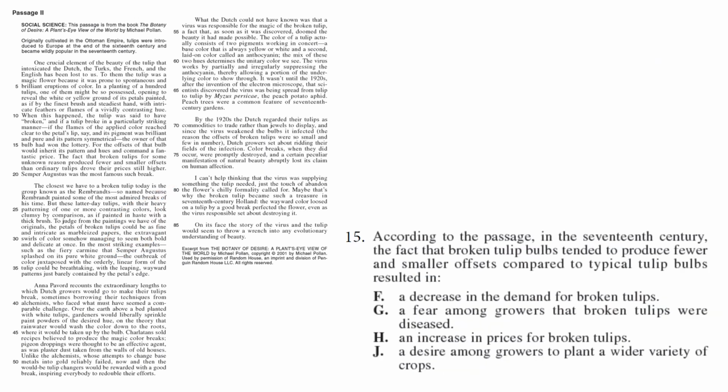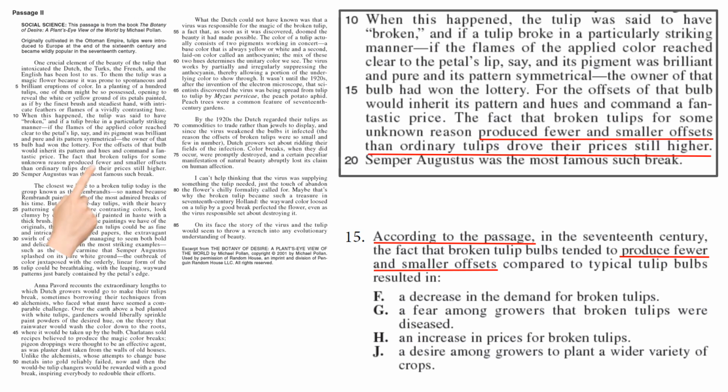Number 15. According to the passage, which means it's in the passage, the 17th century fact that broken tulips tended to produce fewer and smaller offsets compared to typical tulip bulbs resulted in what? So again, unlimited time, this is in the passage. You could find it. The hardest part is in a timed setting, and it may be difficult sometimes. So we see this around line 18. They produced fewer and smaller offsets than ordinary tulips. It drove their prices still higher, so it resulted in an increase in price for broken tulips.